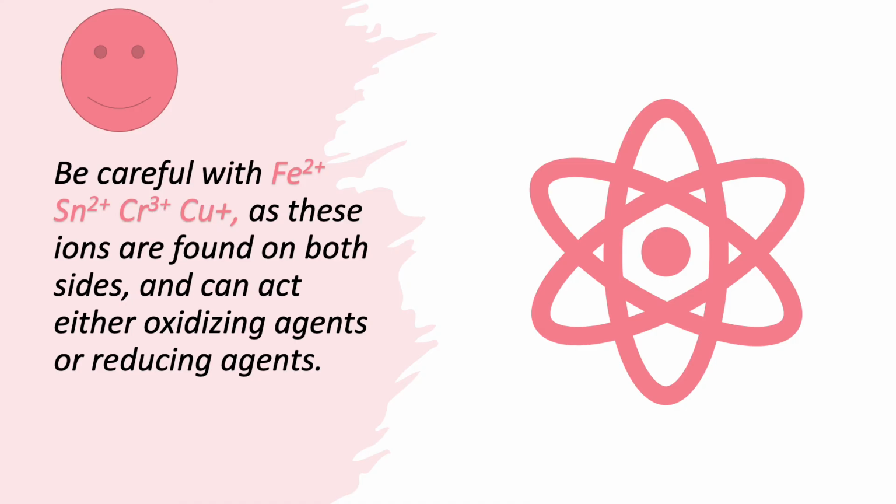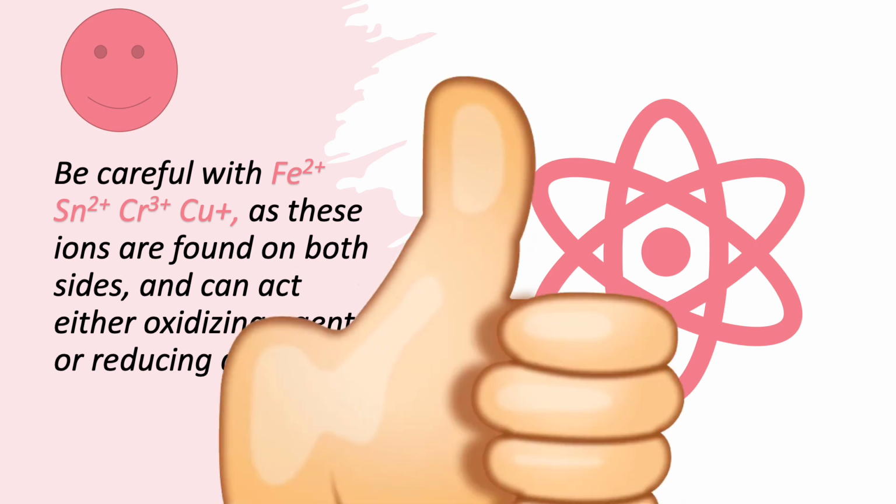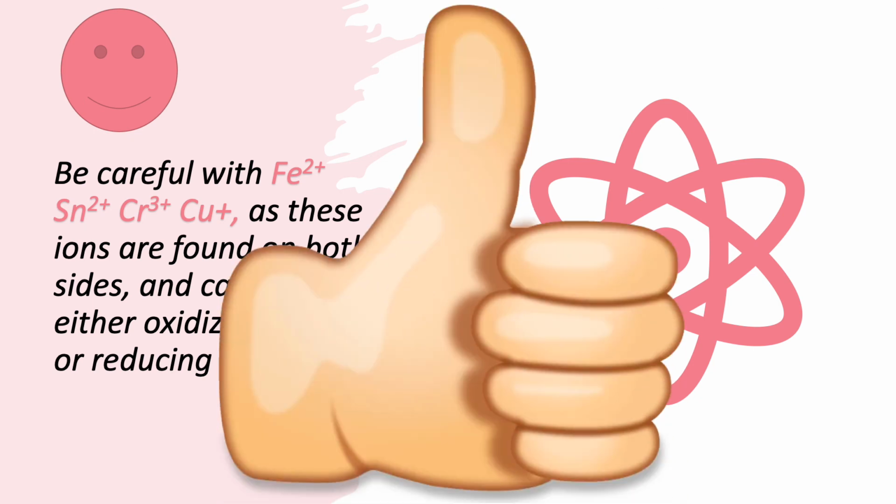Here is a reminder for you. Be careful with Fe2+, Sn2+, Cr3+, and Cu+, as these ions are found on both sides of the table. They can act as either oxidizing agents or reducing agents. So you have to look at them on both sides of the table when determining the spontaneity of reactions involving these species. That's it for our lesson, and I hope you have learned from it.